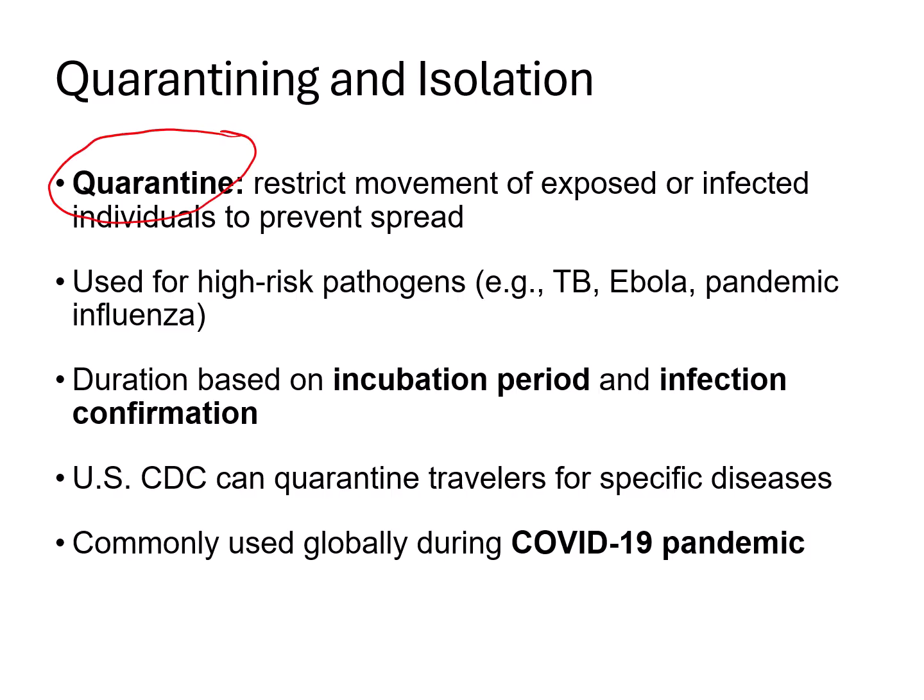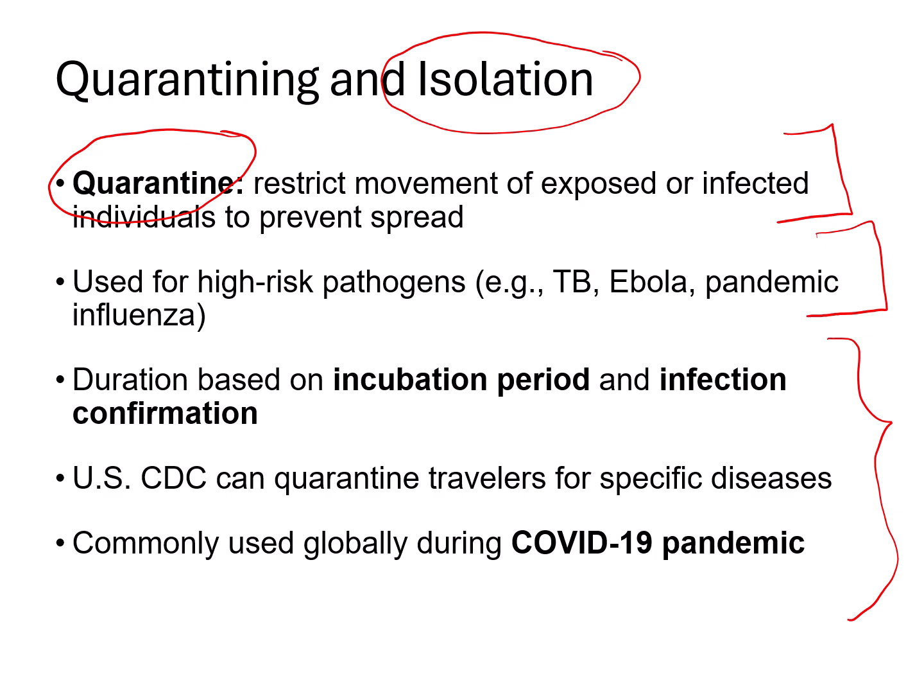Quarantine restricts the movement of exposed or infected individuals. And we can also isolate patients. Isolation separates infected individuals, and both have been used for high-risk pathogens such as tuberculosis, Ebola, and during the COVID-19 pandemic. Quarantine decisions really have to consider incubation period and likelihood of transmission for the diseases.